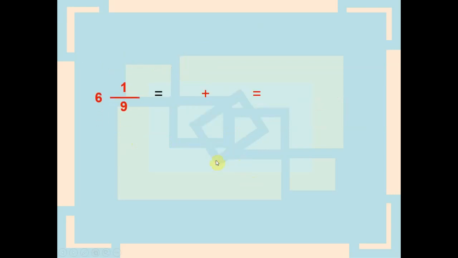Another example. Here 6 and 1 over 9. When we borrow 1 from 6, it will be 5. And because we borrow 1, it's 9 over 9. Because here we have denominator is 9. And we add 9 over 9 plus 1 over 9. It will be 5 and 10 over 9. This is to understand why we make this step.